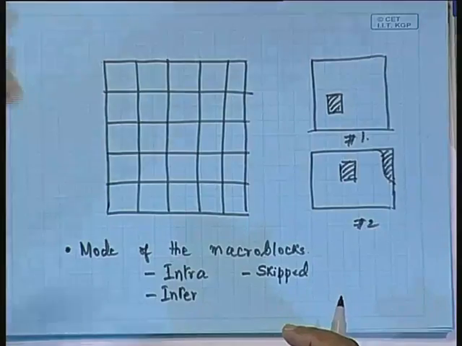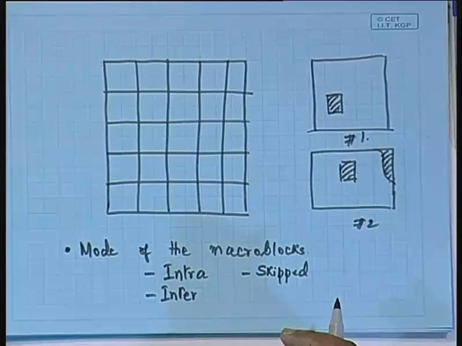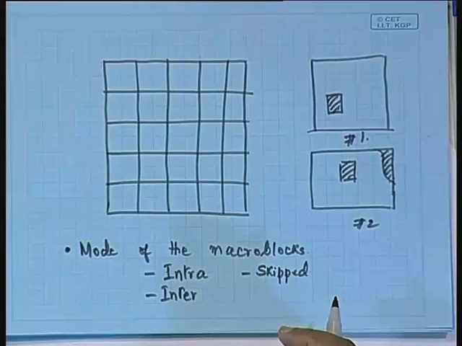So, essentially this is how the mode of the macro blocks is going to be defined. And now, with this concept I come to the latest video coding standard, which is H.264. Now, mind you, in the conventional way of motion estimation, how are we representing the motion vectors?